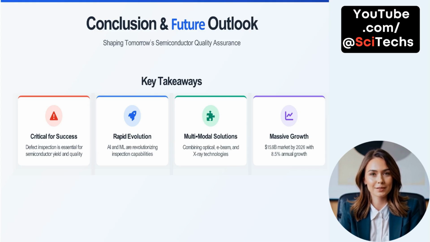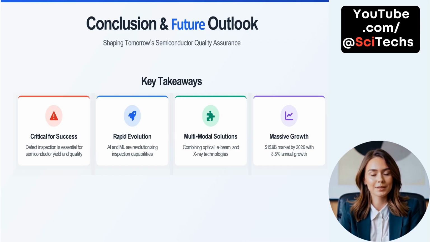Conclusion and future outlook, shaping tomorrow's semiconductor quality assurance. Defect inspection is no longer optional. It is critical for success in semiconductor manufacturing. As devices shrink and complexity rises, identifying and addressing defects early becomes essential to maintain both yield and quality. This need is driving rapid evolution in inspection methods. Artificial intelligence and machine learning are playing a transformative role, offering intelligent automation and real-time analytics that vastly improve speed, accuracy, and decision-making. The future is clearly multimodal.